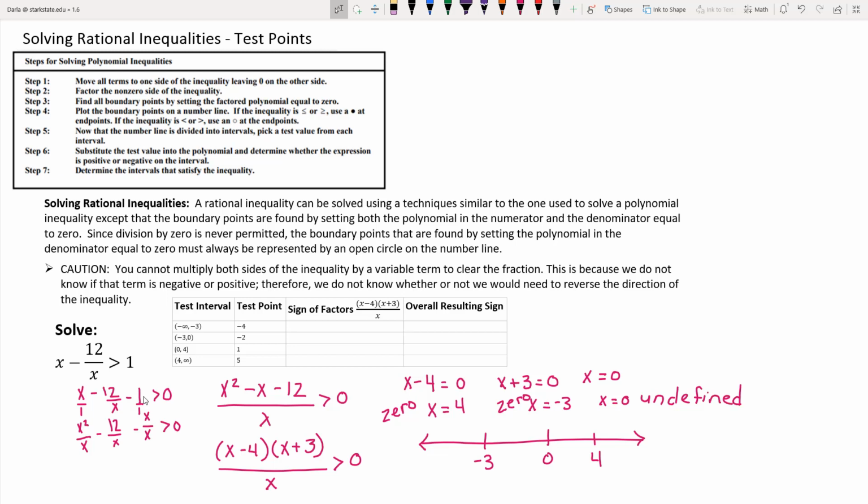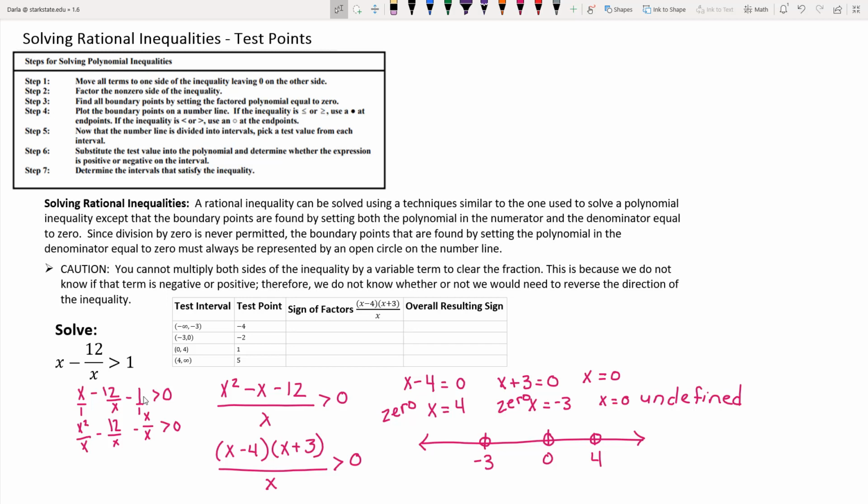So wherever you're undefined, you're always going to have an open circle, because you're never going to have a solution there. Whereas at negative 3 and 4, which are zeros, those may be included depending on what our inequality says. Now our inequality says where we're greater than 0, so we're not including the zeros. So those also will be, in a sense, open circles because we're not including zeros. So we are not going to include any of our boundary points in our solutions, hence why when I write my intervals, they all have parentheses.